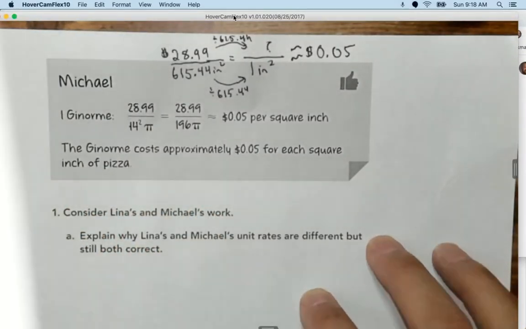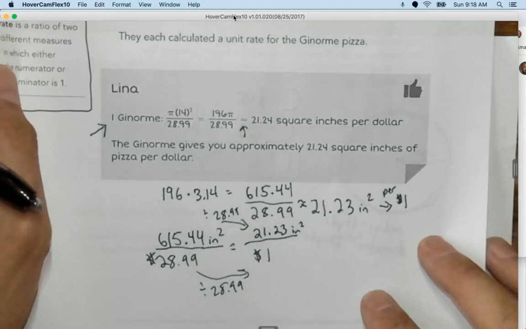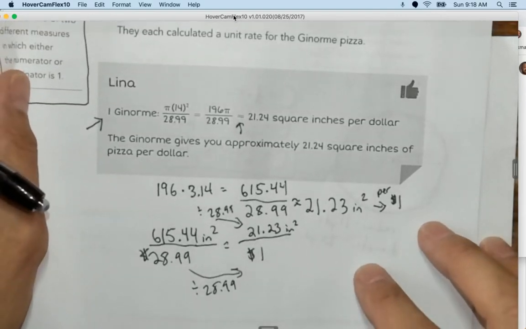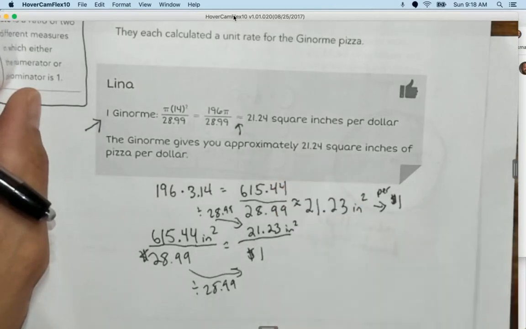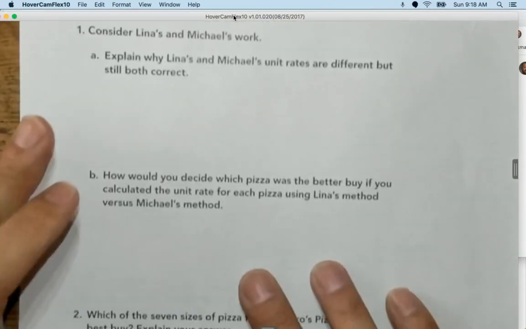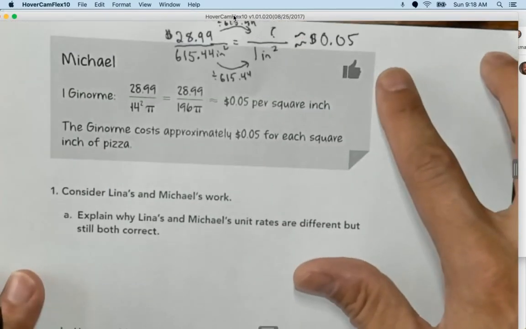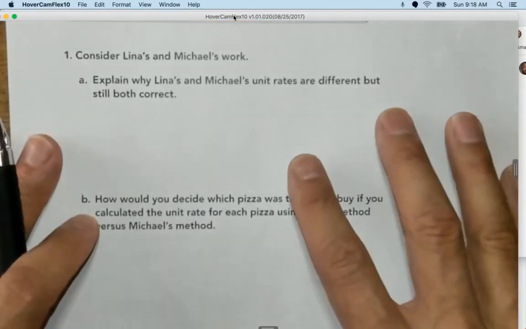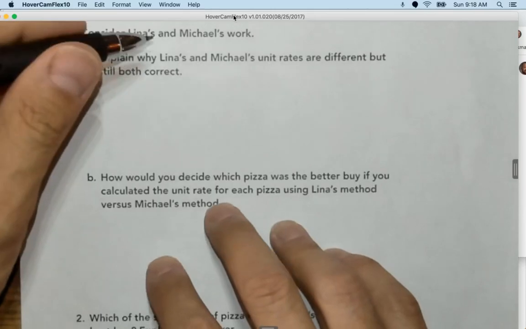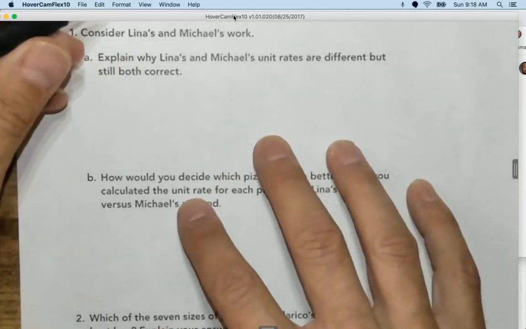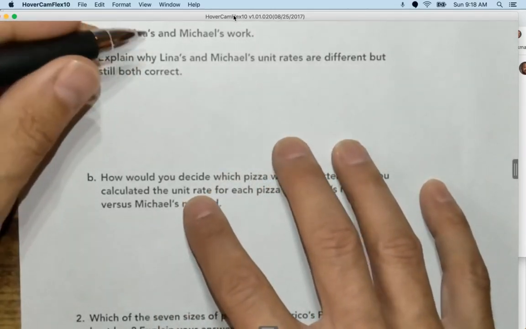All right, and notice what Lena did here. Lena has it where it's this many square inches per dollar. All right, so both of them have thumbs up. So both of them are correct. Consider Lena's and Michael's work. Explain why Lena's and Michael's unit rates are different, but still both correct.